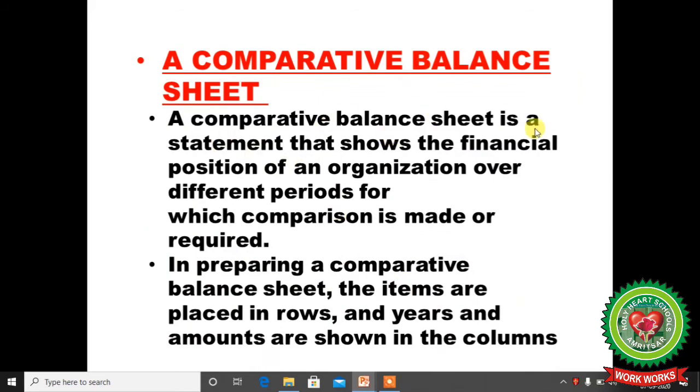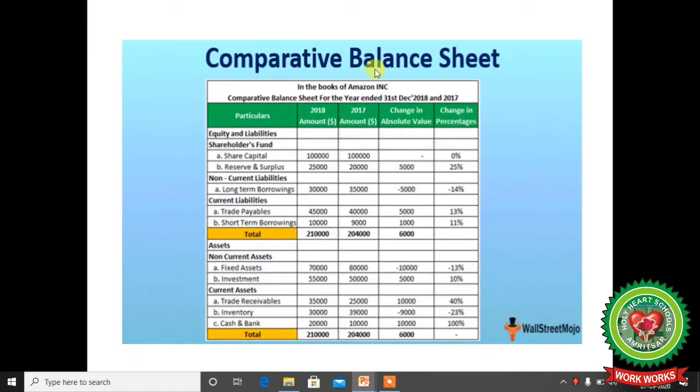A comparative balance sheet is a statement that shows the financial position of an organization for different periods. So when you want to know about the assets and liabilities of the company for different periods, then you need the balance sheet. In preparing a comparative balance sheet, the items are placed in rows and years and amounts are shown in the columns. Here is an example of a comparative balance sheet. See 2018 and 2017. Your current year according to this example is 2018 and 2017 is the previous year. Here are the change in absolute value and the change in percentage value. In this way you maintain the comparative balance sheet.